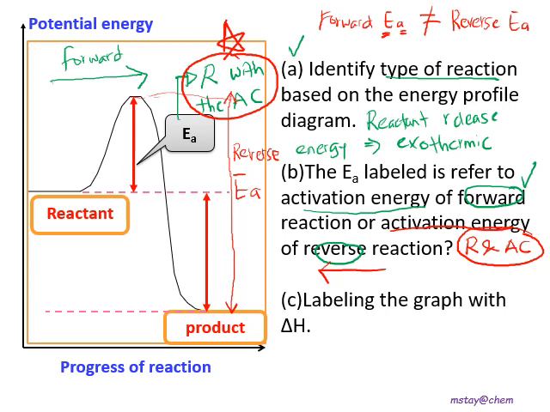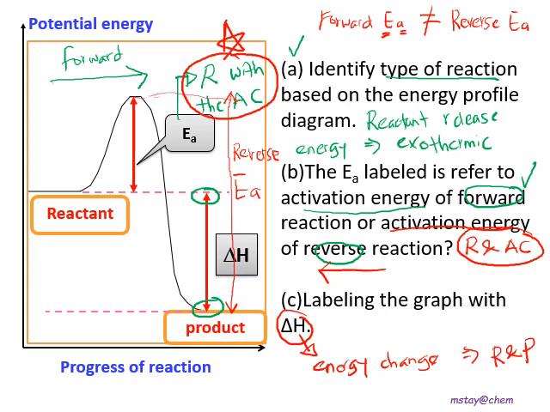Next, label the graph with delta H, which means the energy change. The energy change refers to the distance between reactant and product. Therefore, in this case, the distance between reactant and product will be labeled as delta H.